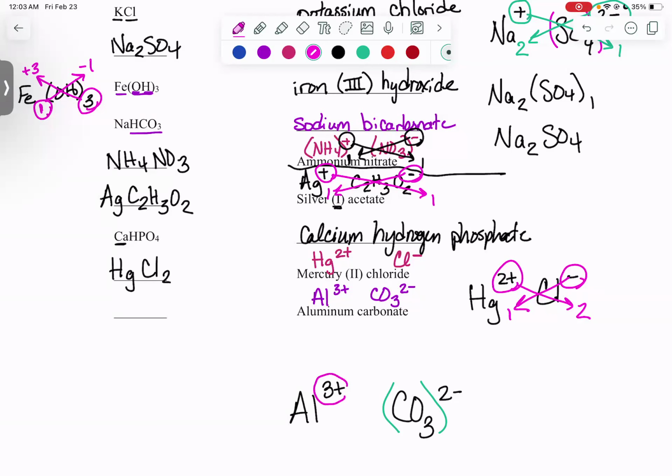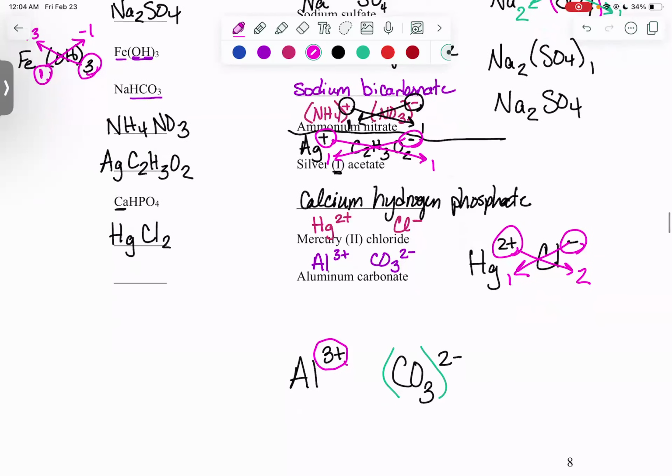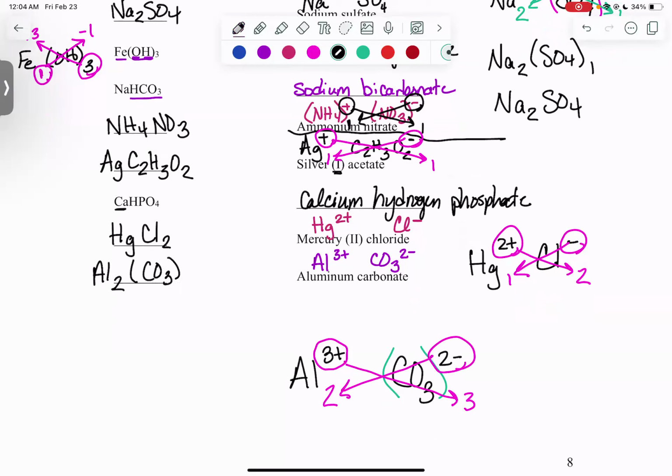So I'm going to take my charge on my aluminum. That's going to become the number of my polyatomic ions that I need, and vice versa. Okay, so now all I have to do is recopy this. This is Al2(CO3)3. So I need to keep those parentheses for this example. Everything else we've been able to drop them, but here we need to keep them. So be very, very careful that you put parentheses exactly where they need to go.